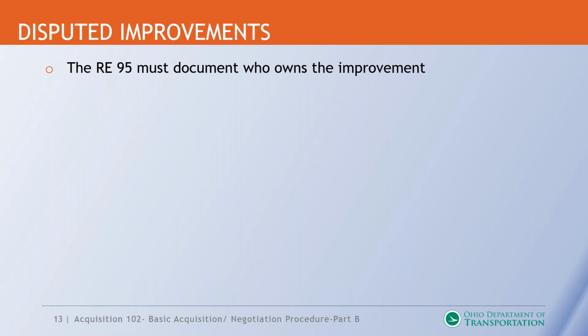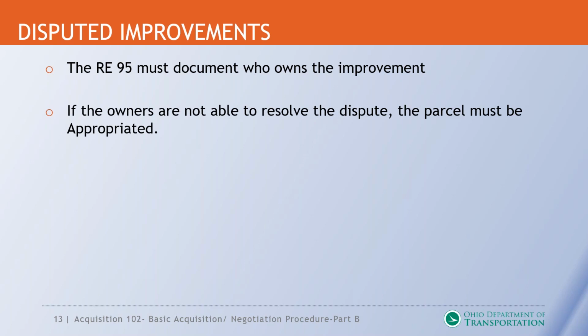Disputed improvements. So, of course, the purpose of the Re95 is to document who owns the improvement. If the owners are not able to resolve, the parcel will be appropriated. So if you get a tenant and a property owner arguing about a piece of property and you can't get that Re95 signed, there's no point in moving forward.